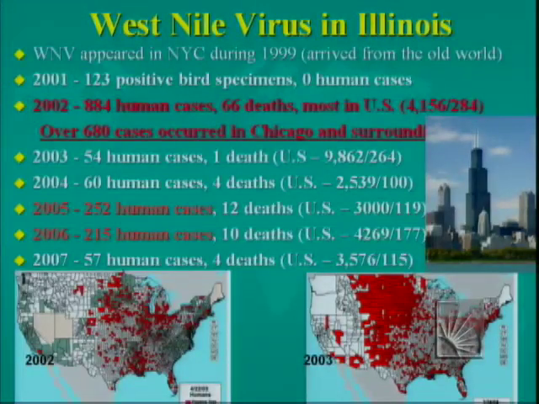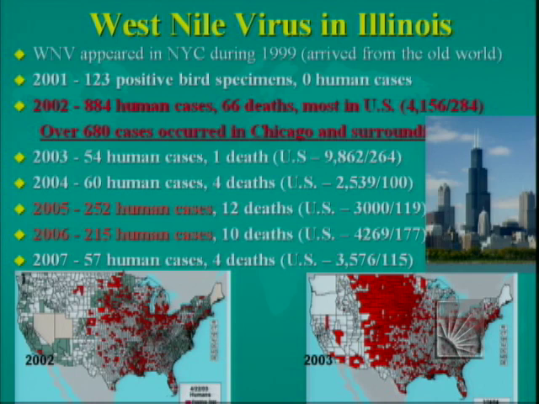So West Nile virus in Illinois, it came to New York City in 1999. It came from the old world. In fact, like me, it came from Israel, because the strain in New York was identical to a strain that was found in geese in Israel a year before that.